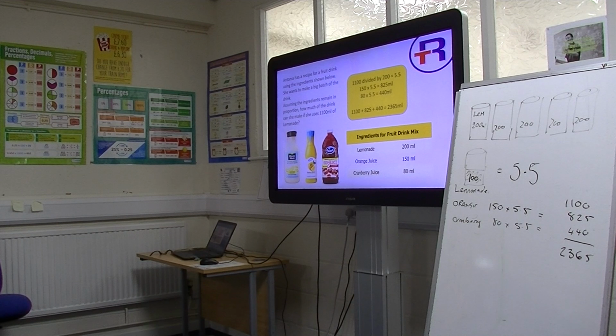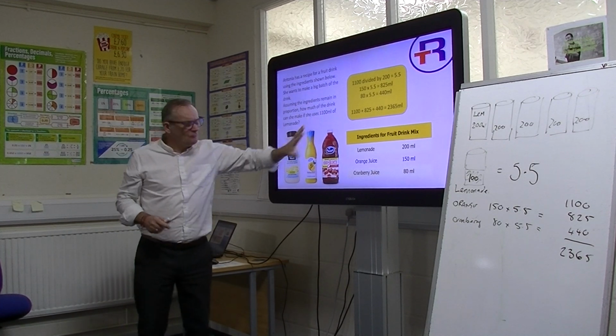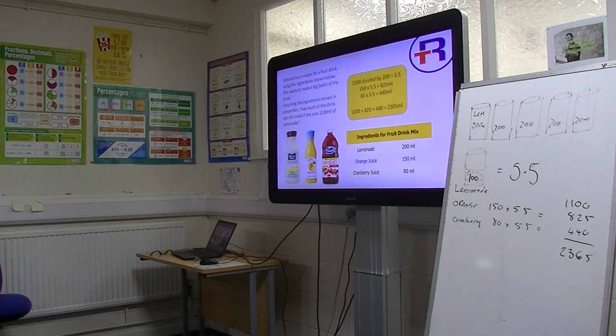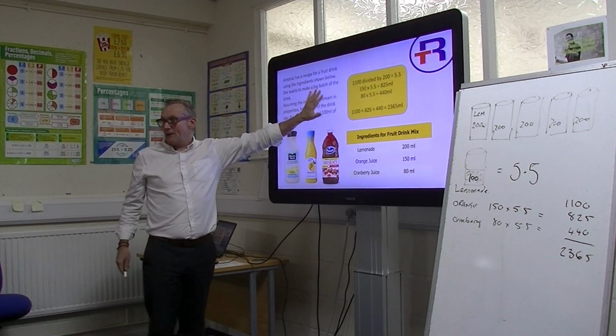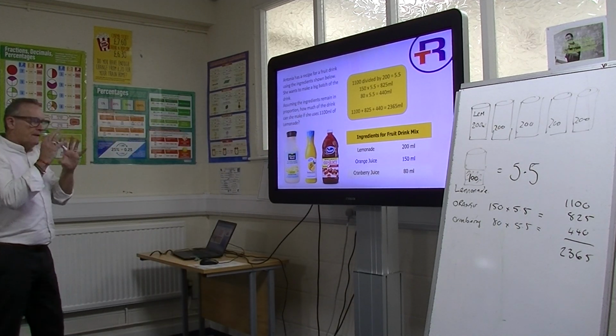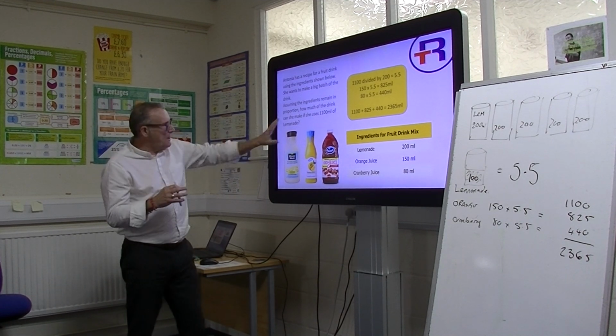Same style of question, it's just worded slightly differently. Okay? These are not really dead common in the exam. What I find more difficult about these is the wording of the question rather than the actual sums. The sums are quite easy. But all I want you to think about is the information you've got.